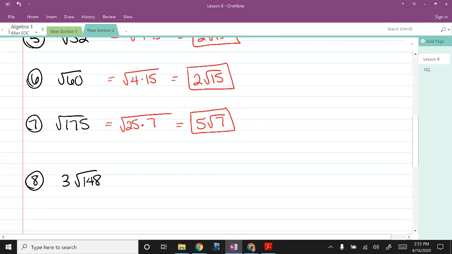All right, then we start getting to where there's numbers on the outside of the radical. And you have some of these on your worksheet as well. So I want to do a few of those with you guys.